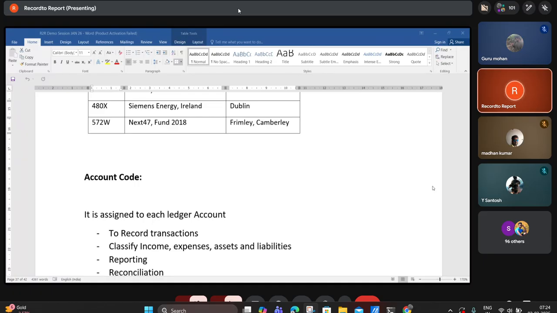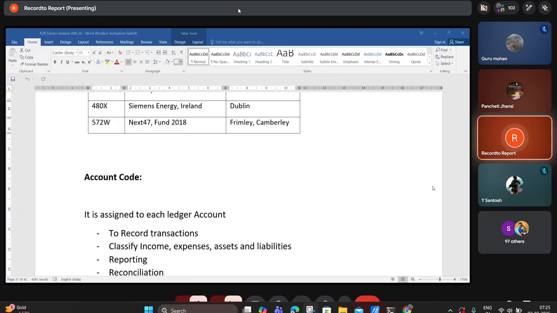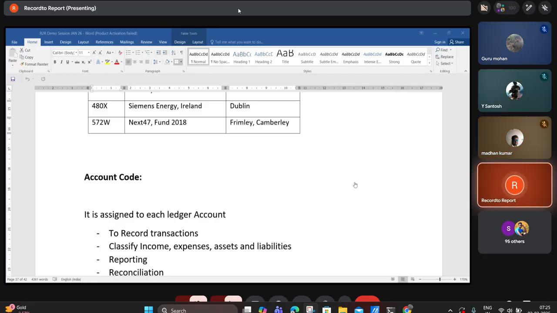So for rent, they create one code. Whatever rent you are paying, whether for machinery, building, or office vehicles, that rent should be categorized to only one account. In the same way, they have created accounts for salaries and for every ledger account, guys. That is called the account code.